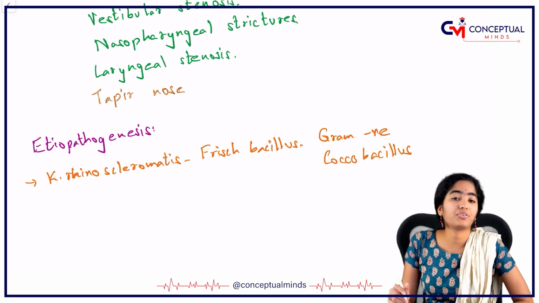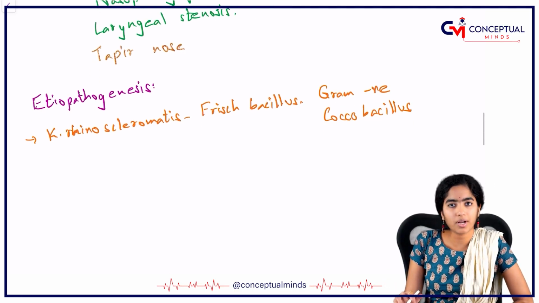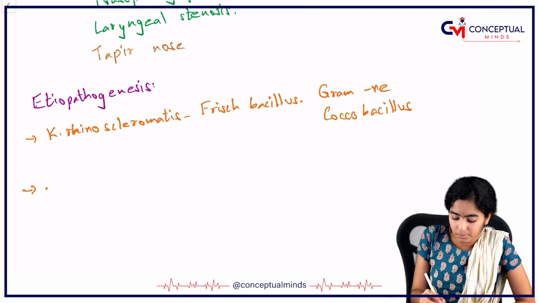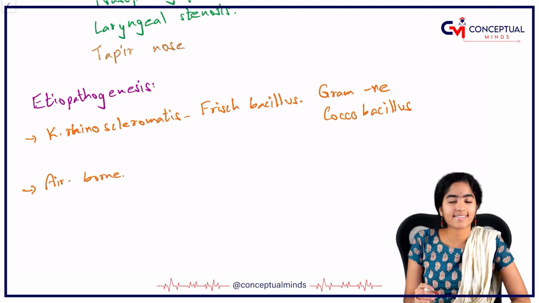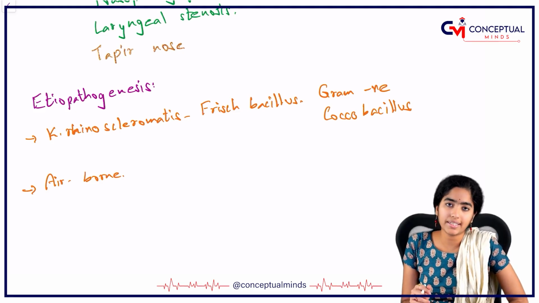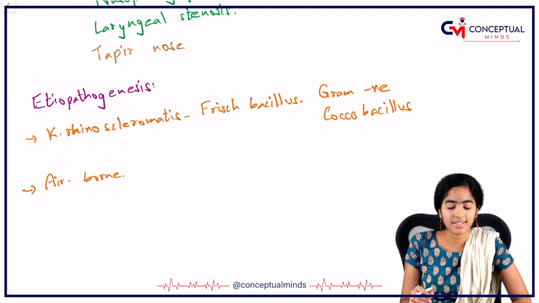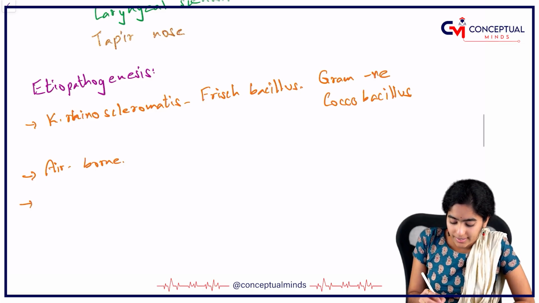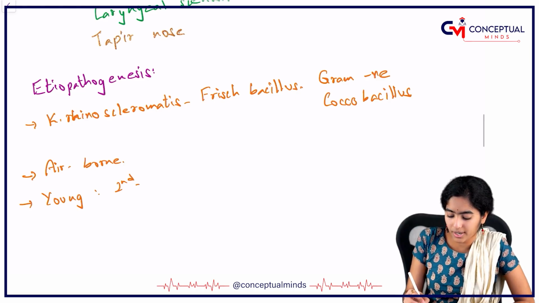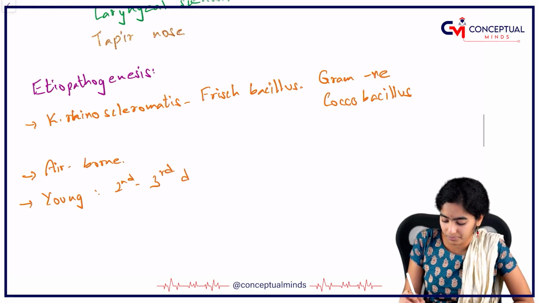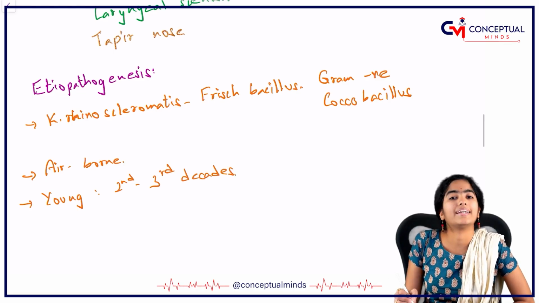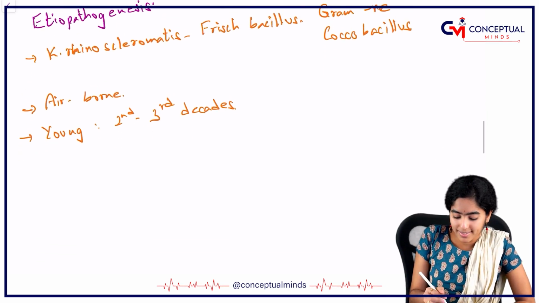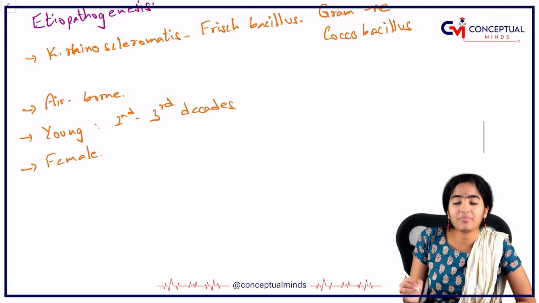What is the mode of transmission of Rhinoscleroma? It is via airborne route. Inhalation of the infected droplets or exposure to contaminated tissue leads to Rhinoscleroma. Young people, usually in the 2nd to 3rd decades of life, are affected with this disease. And females are more affected than males. There is female preponderance.